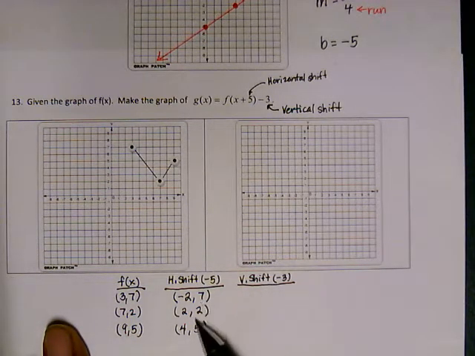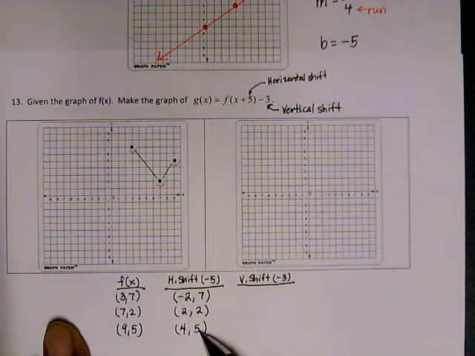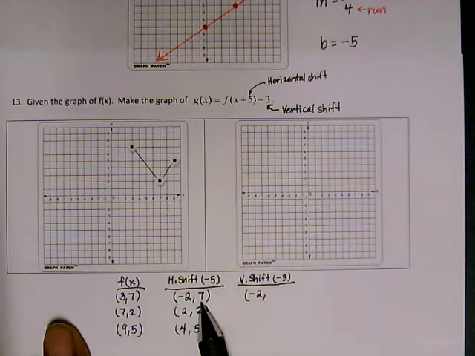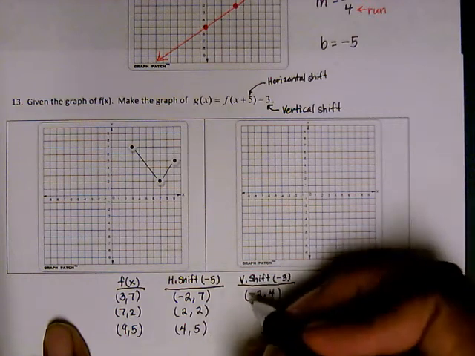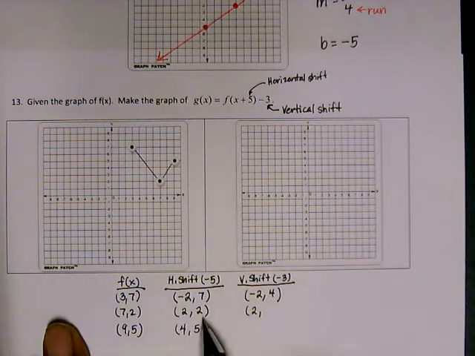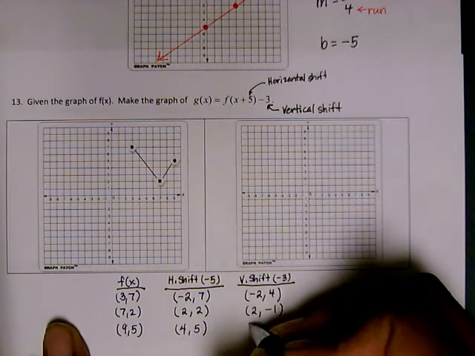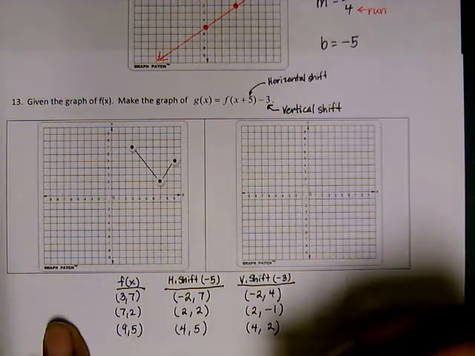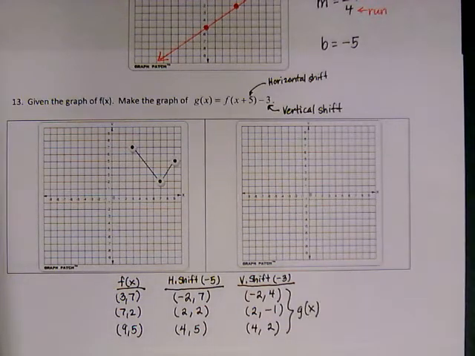Now for the vertical shift, use these ordered pairs to come up with new ordered pairs. You're going to subtract 3 from each individual y-coordinate. So the x-coordinate will remain the same. I'll bring over the -2 for this first point. If I do 7 minus 3, that's going to be 4. The second point, bring over the 2. If I do 2 minus 3, that will be -1. And for this last point, bring over the 4. If I do 5 minus 3, that would be 2. So these ordered pairs in this last column are what g of x is going to look like.